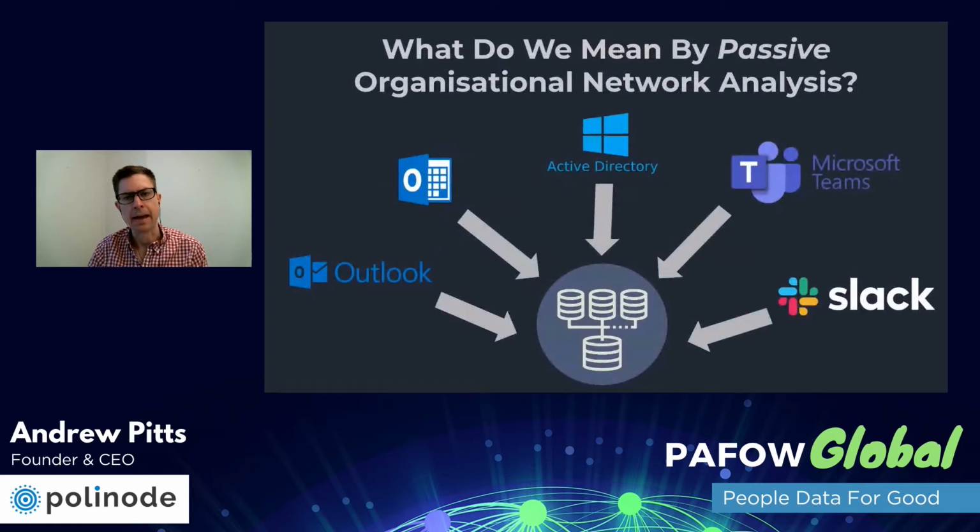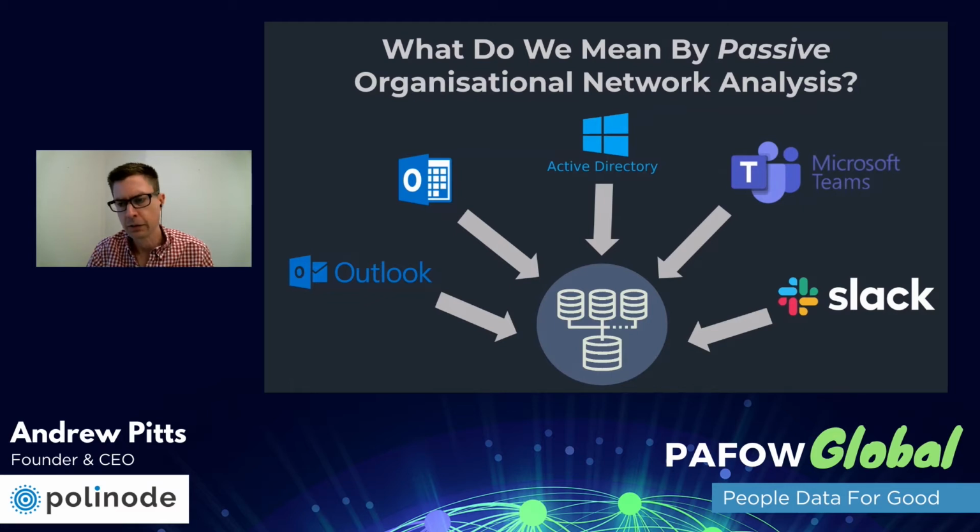So what do we mean by passive organizational network analysis? Passive organizational network analysis is really about using the digital exhaust that organizations naturally produce, so communication data, in order to understand how people are really working together, so the informal structure of organizations. And this is a summary of the different data sources that Polinode uses. We use email data, so Office 365 email data, calendar data, also Active Directory, so we can get the formal reporting structure if it exists in Active Directory as well.